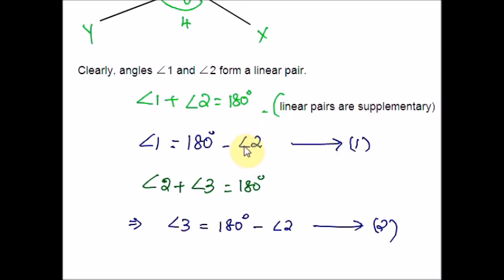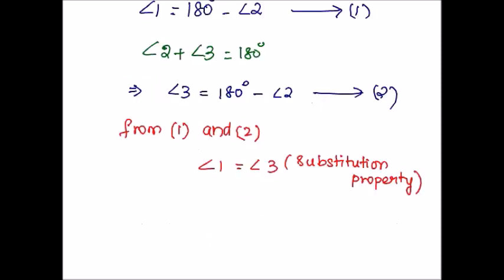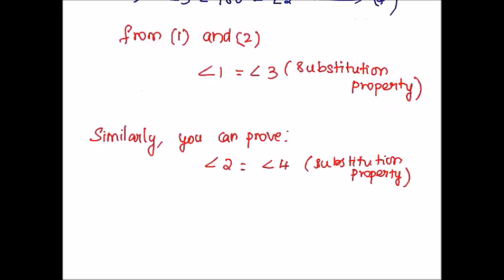Please observe equations 1 and 2. We will get the right hand sides of equations 1 and 2 are the same. So you can equate the left hand sides of the equations. Angle 1 is equal to angle 3. We are just using the substitution property here. Again, by looking at the figure, you can say that angle 2 is equal to angle 4. You can prove it in the same way that we proved angle 1 equal to angle 3. Hence, we have proved if two lines intersect, then vertically opposite angles are always equal.